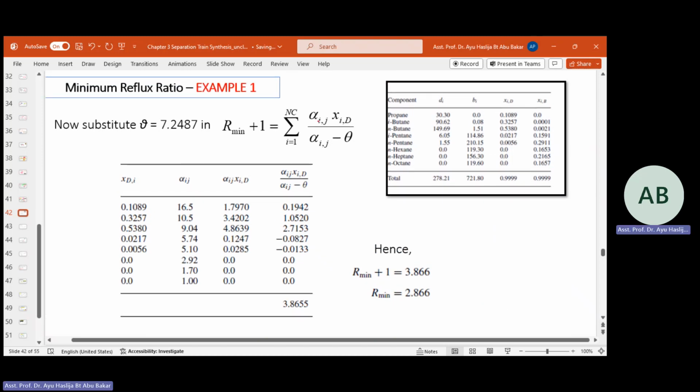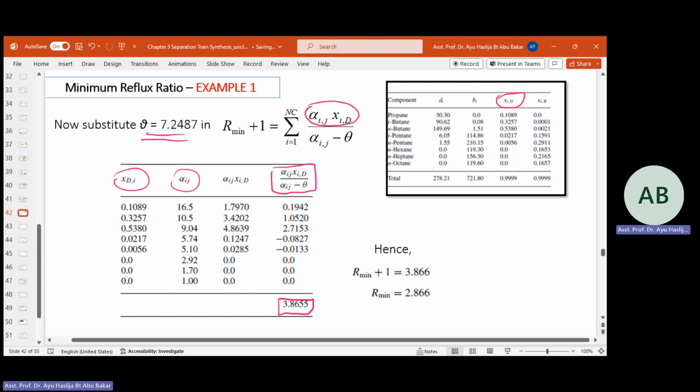For Rmin, you need this value. Alpha multiplied by the XD. Okay, the XD just now you have calculated or given from the previous slide. So XD, and the relative volatility, you have it here. Then multiply both of these. Now for this part, insert the data that you obtained earlier into the equation for all the components. Then you will get this value.